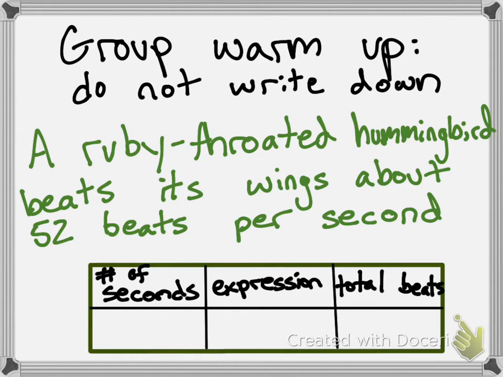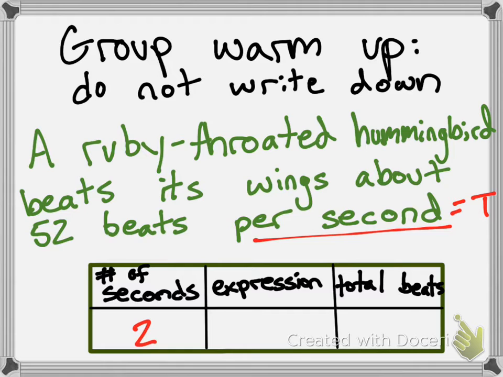Here's an example. A ruby anthropoid hummingbird beats its wings about 52 beats per second. What is it that we don't know, Rocco? Yeah, how many seconds? So I'm going to put a T for time. We do not know how many seconds we're trying to find. We don't know if we're trying to find 1 second, 10 seconds, a million seconds. So in this expression, we want to find the beats for 2 seconds.